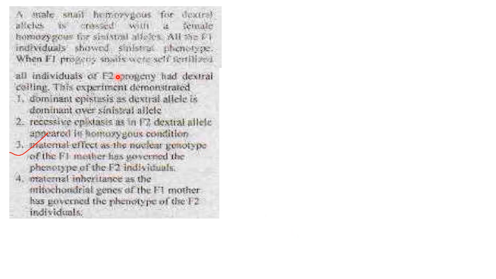Then next one. A male snail homozygous for dextral allele is crossed with a female homozygous for sinistral alleles. All the F1 individuals showed sinistral phenotype. When F1 progeny were self-fertilized, all individuals of the F2 progeny had dextral coiling. So this experiment demonstrates not maternal inheritance, it is maternal effect, as the nuclear genotype of the F1 mother has governed the phenotype of the F2 individual. So answer is option 3.